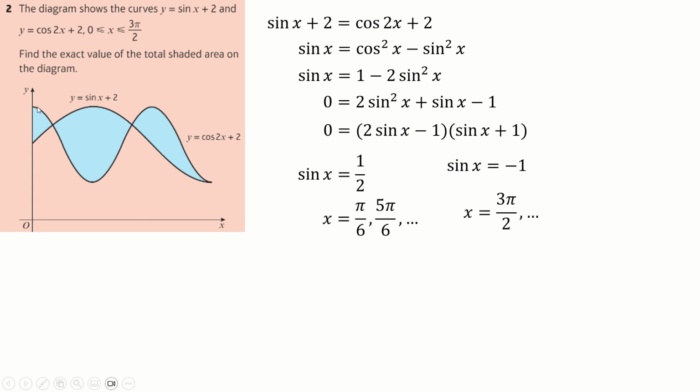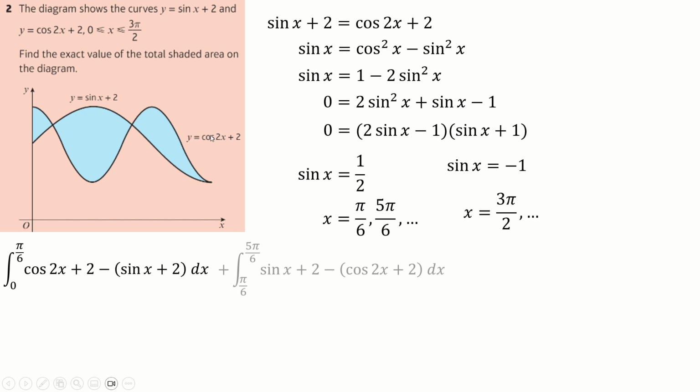Now, just be careful here. This curve is on top for the first bit until pi over 6. So that's going to be this curve minus this curve for this area between 0 and pi over 6. Then in this area, we're between pi over 6 and 5 pi over 6. And this curve is on top. That's going to be this one minus this one in there. And then finally, we're going to add on the integral between 5 pi over 6 and 3 pi over 2. Again, with this curve on top and then this one on bottom.